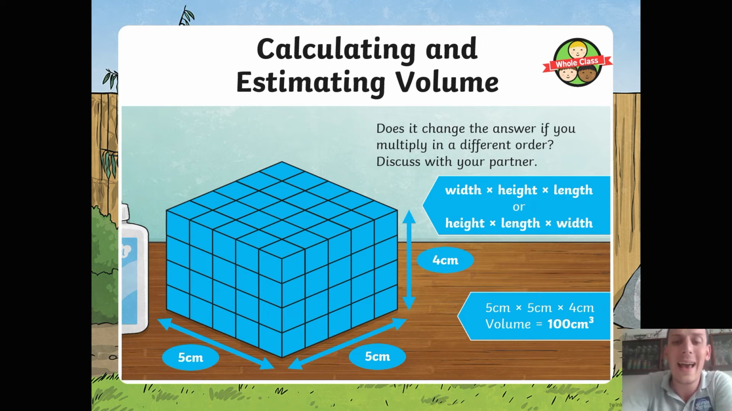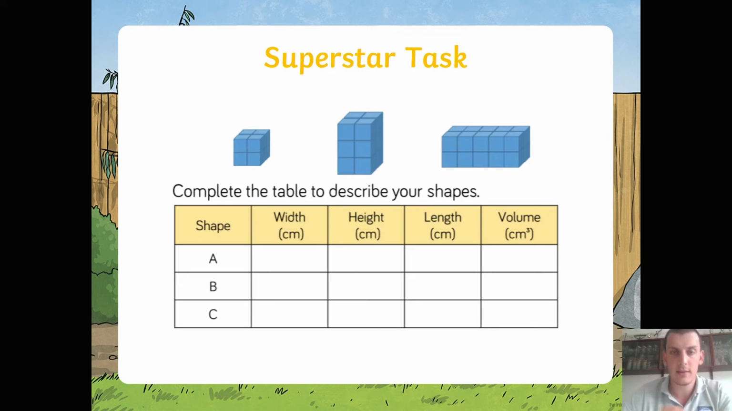Okay, welcome back, people. It would make absolutely no difference. If we did 4 times 5 is 20, 20 times 5 is 100. And that's the same as 5 times 5, 25, 25 times 4, which is 100, so it's the same. Excellent.